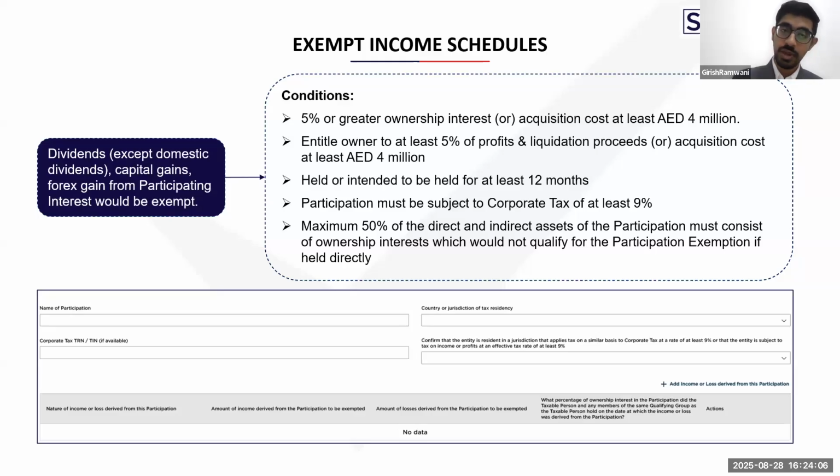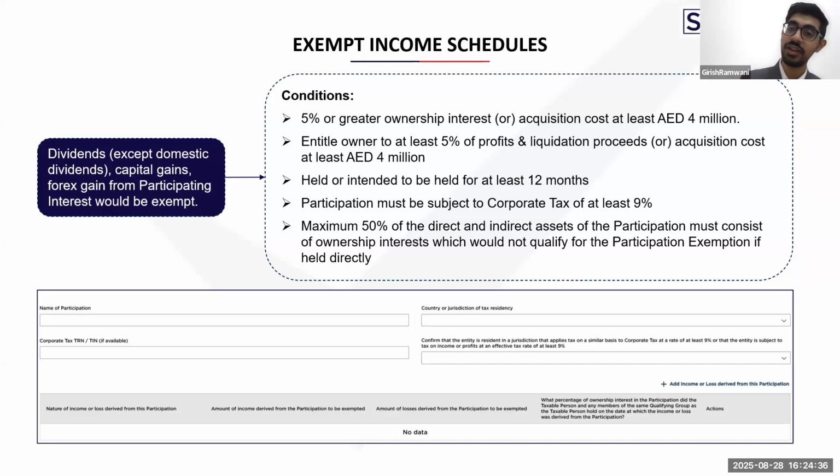Now, the conditions for participation exemption are: first, you should have at least 5% ownership interest, which entitles you to 5% of profits and liquidation proceeds both. An alternative to these two conditions is that if the acquisition cost of the participating interest is at least 4 million dirhams, then both these conditions are deemed fulfilled. So it is an or condition.